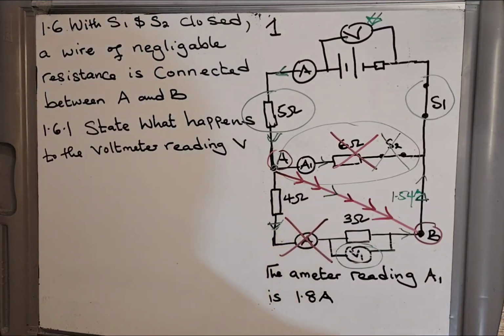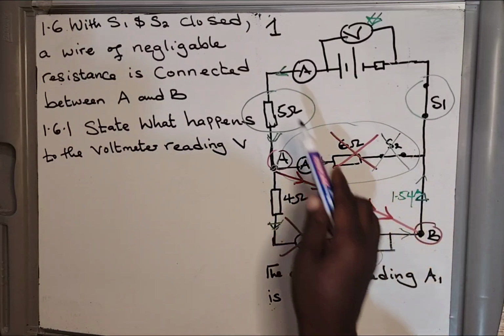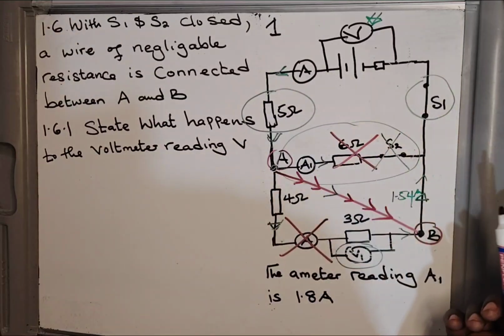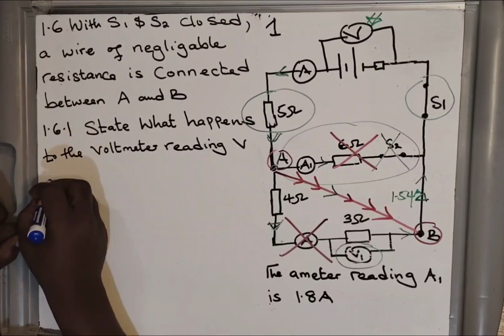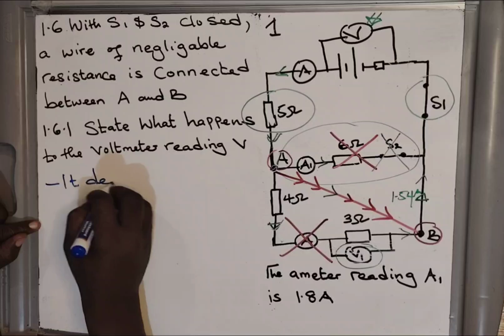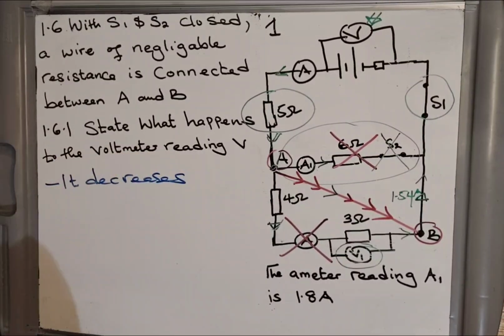So in other words, what are you going to say? Okay, what has happened to the resistance? Remember it was 8 when the spiral network was there. Now it's 5. So what has happened to the resistance? It has decreased. And so will be the terminal voltage. So what do we say? We say it decreases. Thank you.